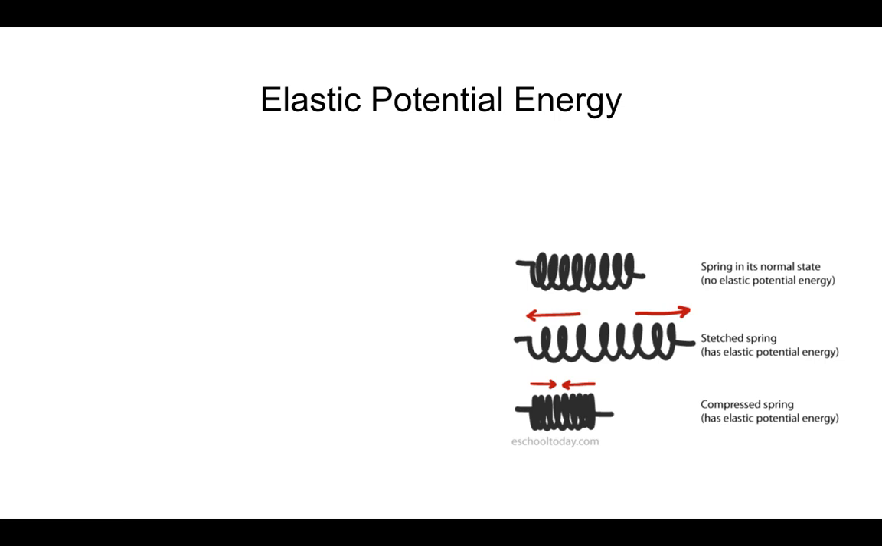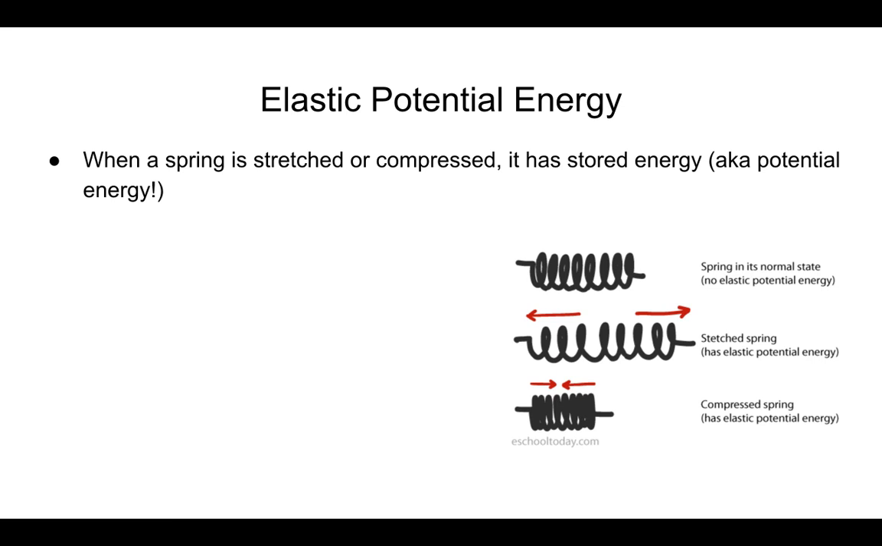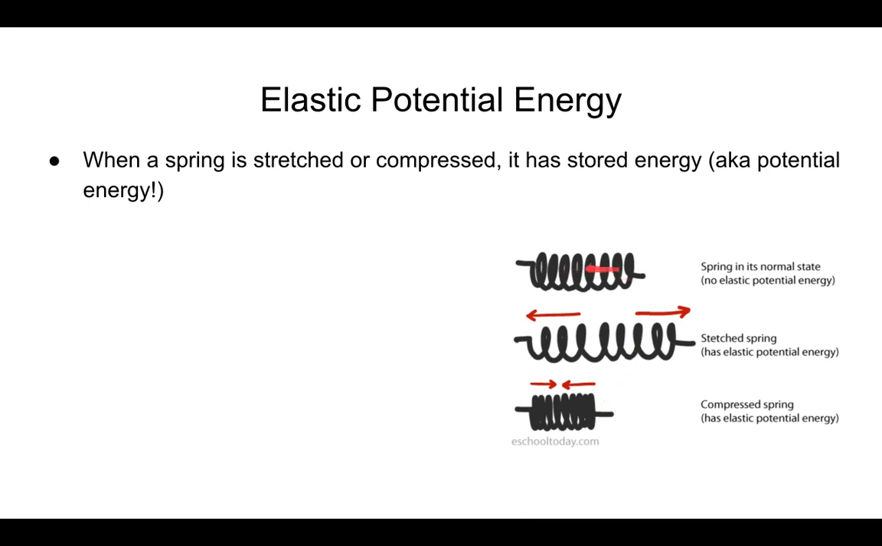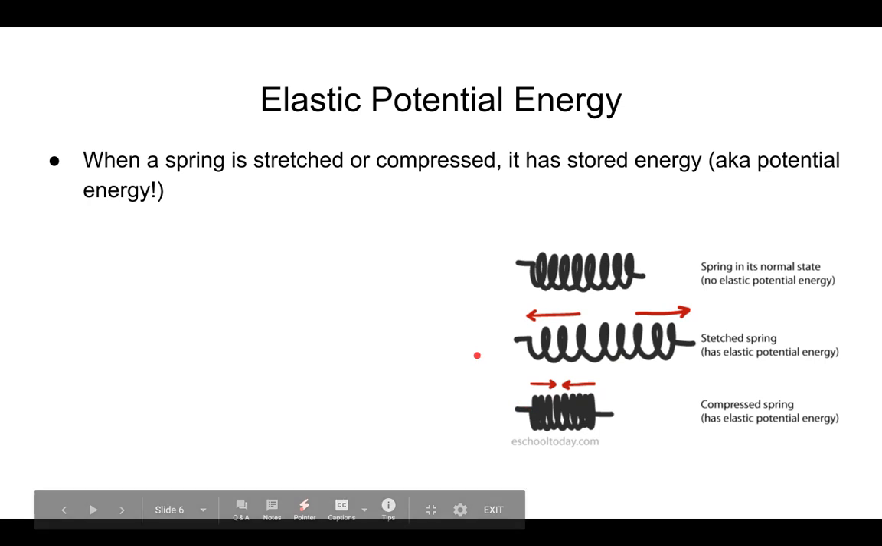All right, so let's talk about elastic potential energy. Now, when we have a spring that's stretched or compressed, it has stored energy. We know that, like down here, if we stretch this spring right here, or if we compress that spring, it's just going to bounce back to what we call the equilibrium position. So it's the relaxed state. This is called the equilibrium position. It wants to go back to that position, right? So it has stored energy in both the stretched position and the compressed position.